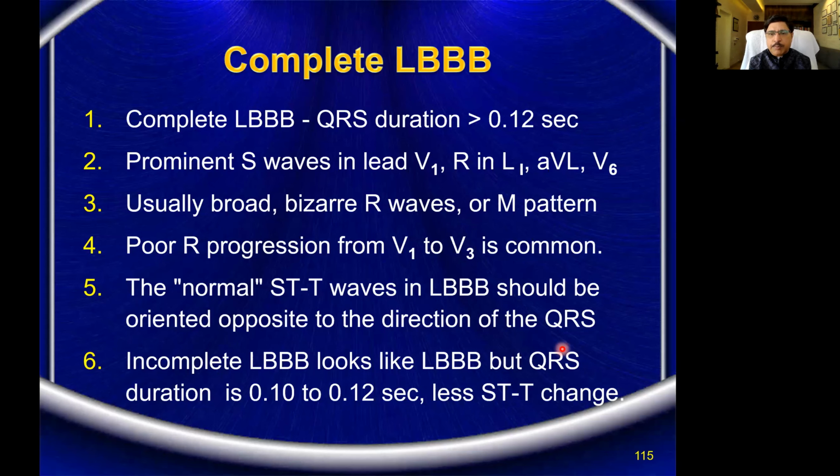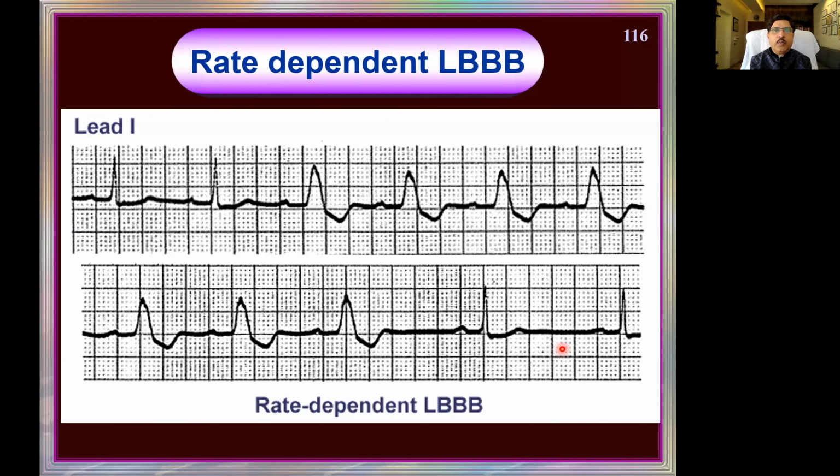Now, complete left bundle branch block, this we have seen. Now, there is what is called the rate dependent LBBB. If the heart rate, let us say 300, 150, 100, 75 or 70 is the heart rate. Here, 300, 150, 100, 75. It's a little more than 60 here. Here it is 75. Once the rate has increased from 60 to 75, the LBBB manifests.